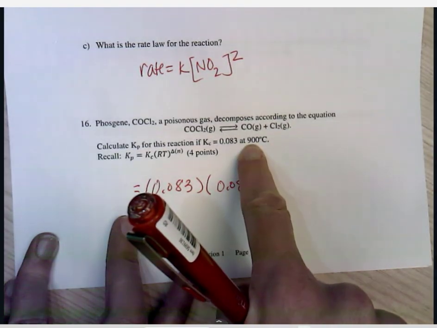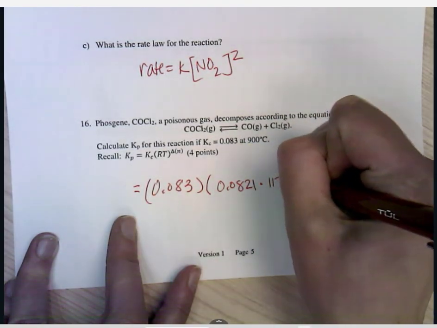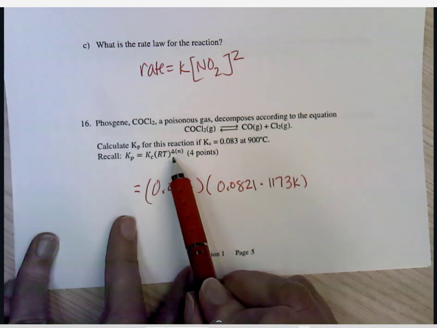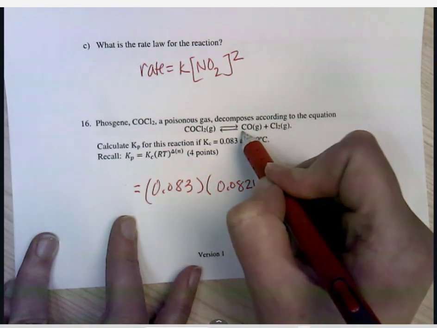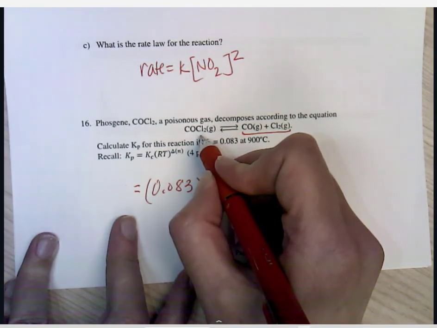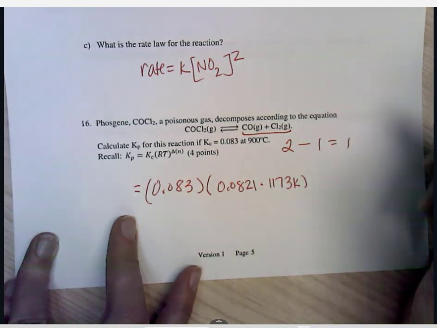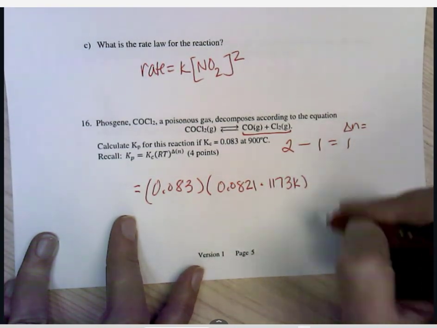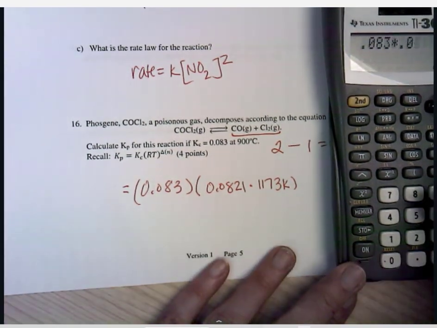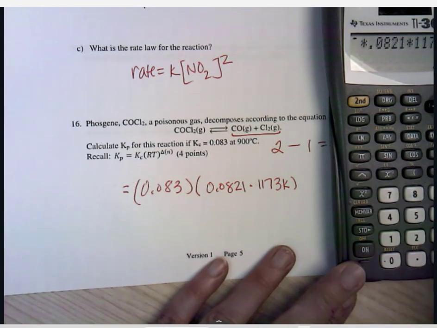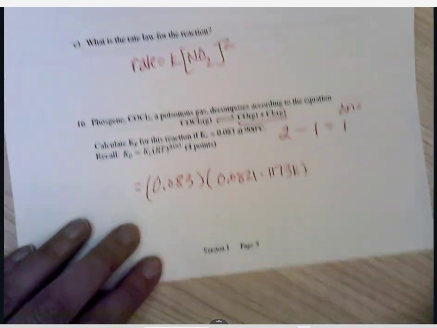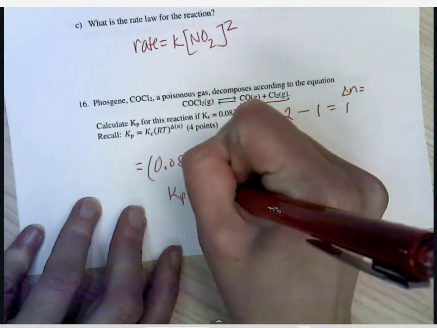And then the 900 needs to get converted to Kelvin, even though it's already a big number. And then finally, we need this delta N, which is the number of moles of gas in the product part. So that's 2 moles of gas in the products, minus the number of moles of gas in the reactant part, which is just 1. And so delta N equals 1. So this just gets raised to the first power. So 0.083 times 0.0821 times 1173, and I get 7.99, which looks like 8.0. Kp is 8.0.